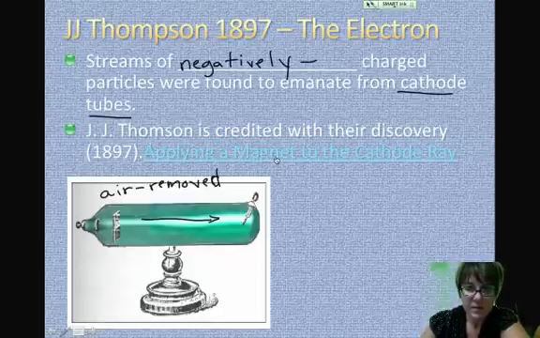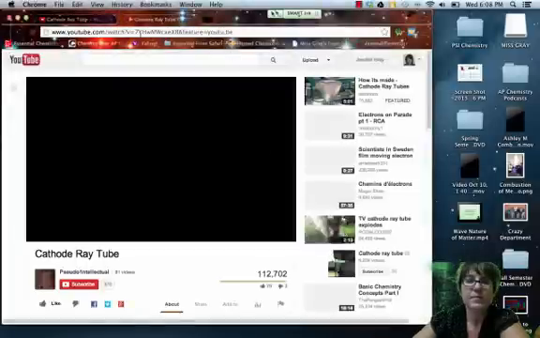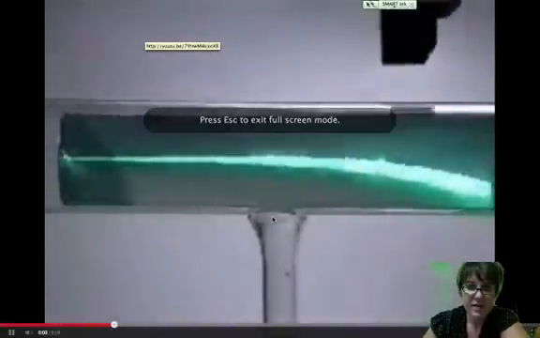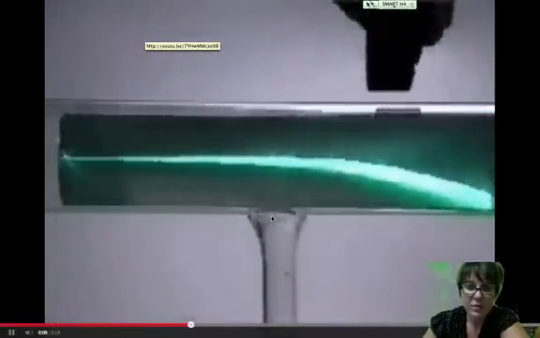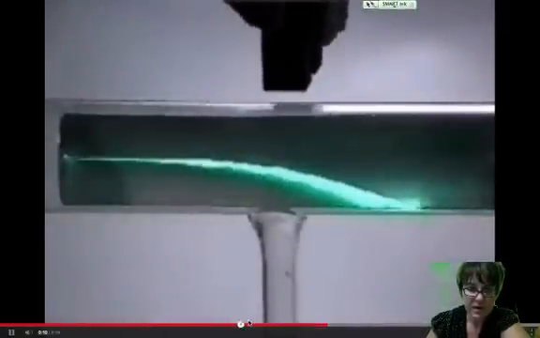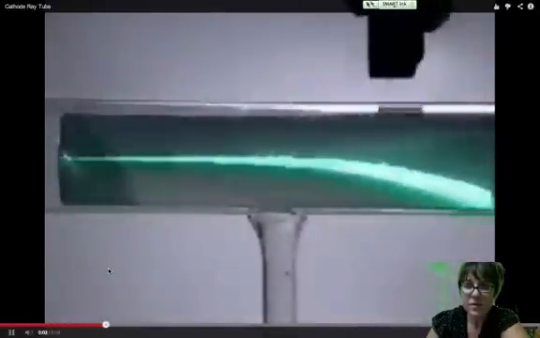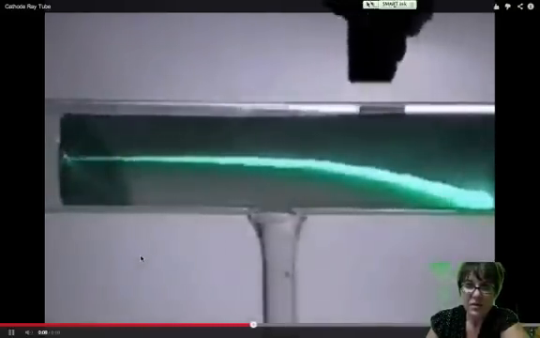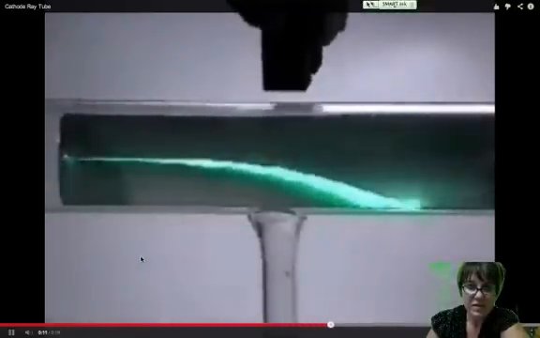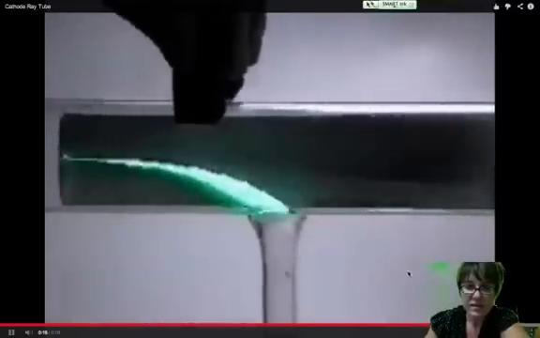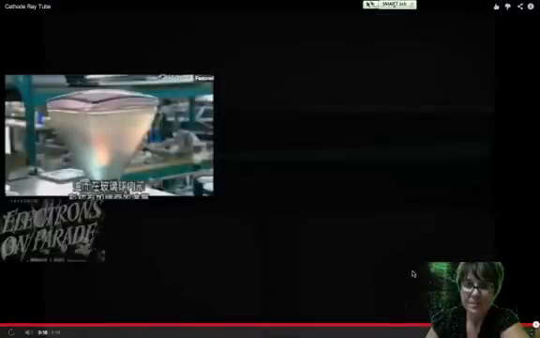So here's how he learned that the particles were negatively charged. First, he took a magnet and put it near the cathode ray tube. And he found that when you put one end of the magnet towards the tube, it pushes the particles away. But if you put the opposite end, the north side, then it moves the particles towards the magnet. So remember, opposites attract and like charges repel. So knowing which end of the magnet he'd placed near the cathode ray tube, he was able to deduce that these particles inside there are indeed negatively charged particles.